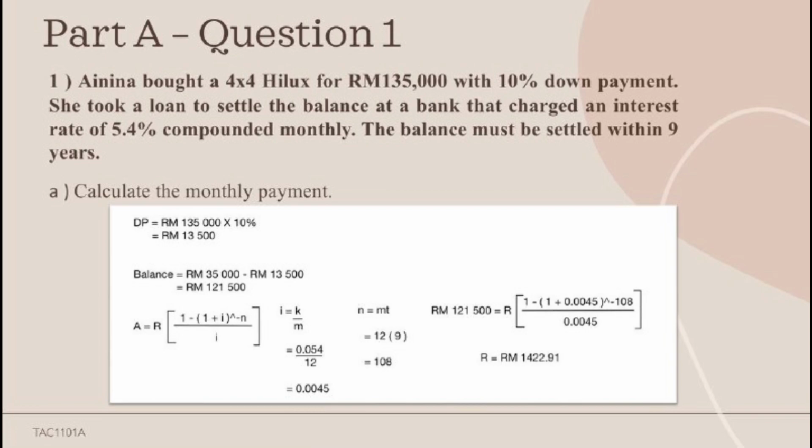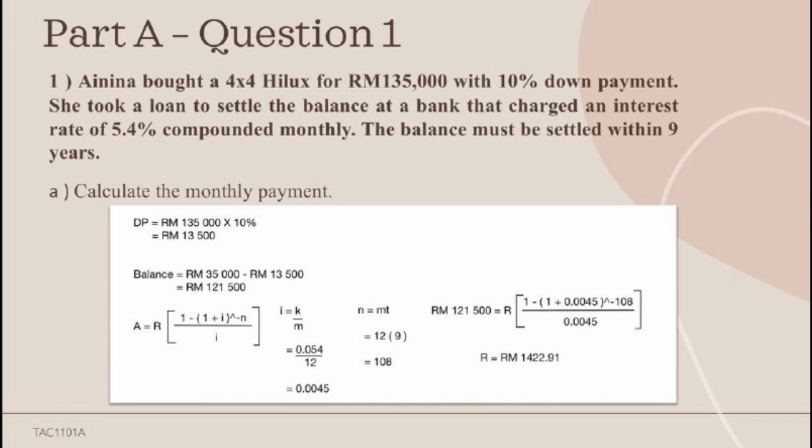To find the monthly payment, first we need to find out the amount of the loan. So we need to times the down payment with the selling price stated in the question, which is 135,000 ringgit. Before we times, we need to change the down payment into decimal. So 10 over 100 to get the decimal. So the answer is 0.1. 0.1 we need to times with 135,000 ringgit. After we get the answer, which is 13,500 ringgit, we need to minus with 135,000.